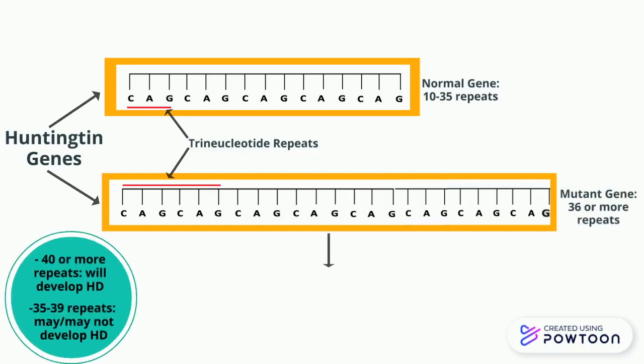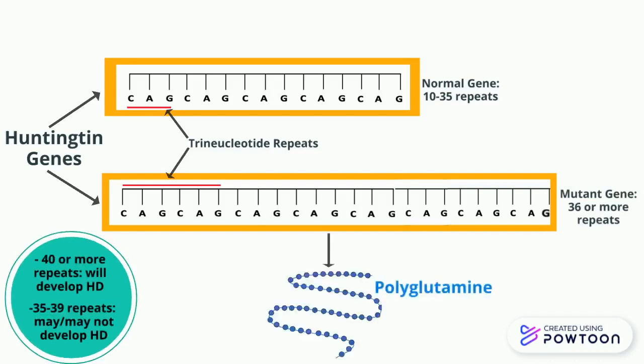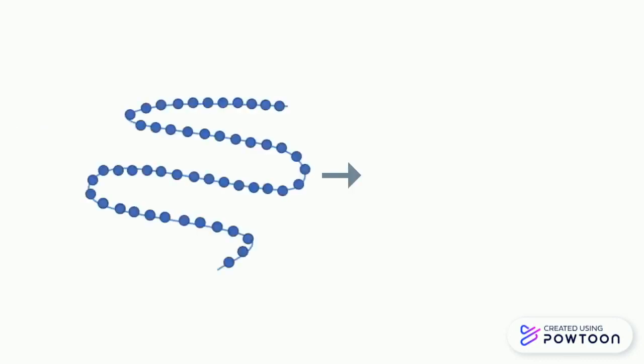The abnormal repeat leads to the formation of long proteins known as polyglutamine. Though the exact effect of excess polyglutamine on HD symptoms is not known, scientists have hypothesized that it inhibits proteasome activity, therefore leading to toxicity.